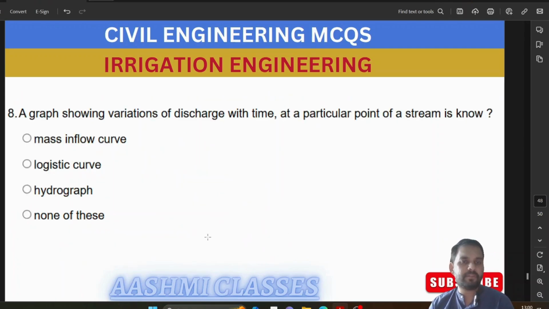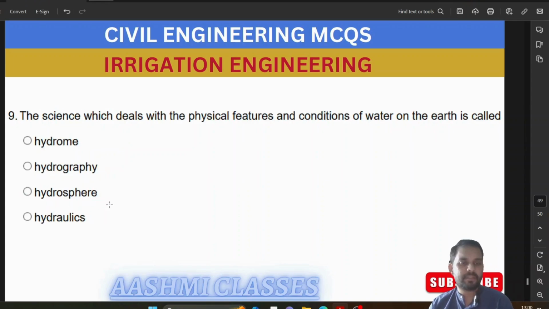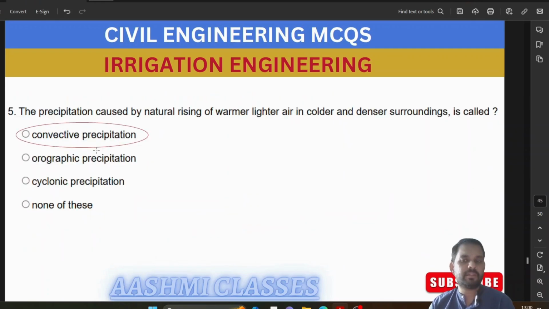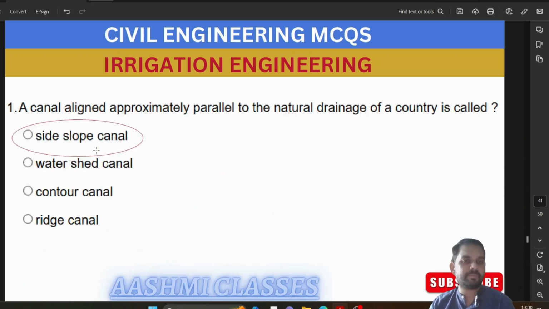A graph showing variations of discharge with time at a particular point of a stream is known as hydrograph. The science which deals with physical features and conditions of water on the earth is called hydrography. A sudden fall of level of ground along the alignment of canal joined by an inclined bed is called a rapid fall.